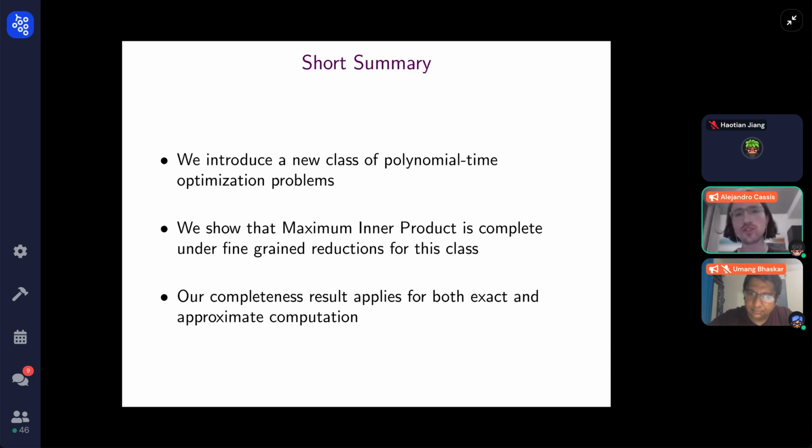So I want to give you a short summary of what this paper is about. We introduce a new class of polynomial time optimization problems, which includes many natural and interesting problems that have been studied in the literature. We then show that maximum inner product, a particularly interesting problem from this class, turns out to be complete under fine-grained reductions for the entire class. This completeness result applies for both exact and approximate computation and has some interesting consequences.